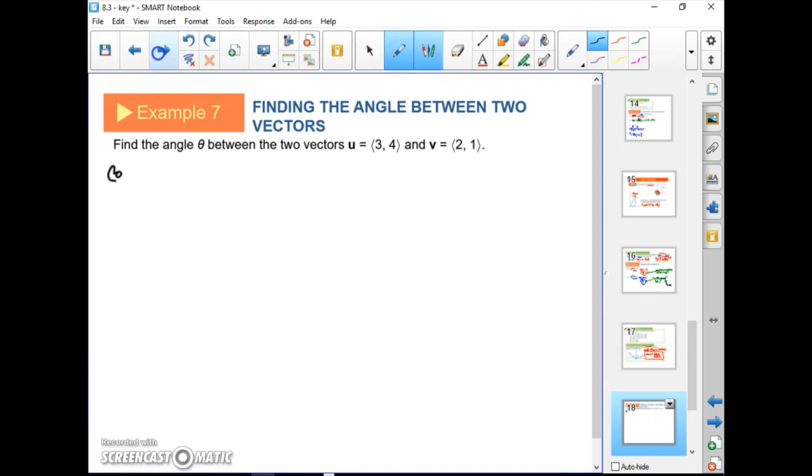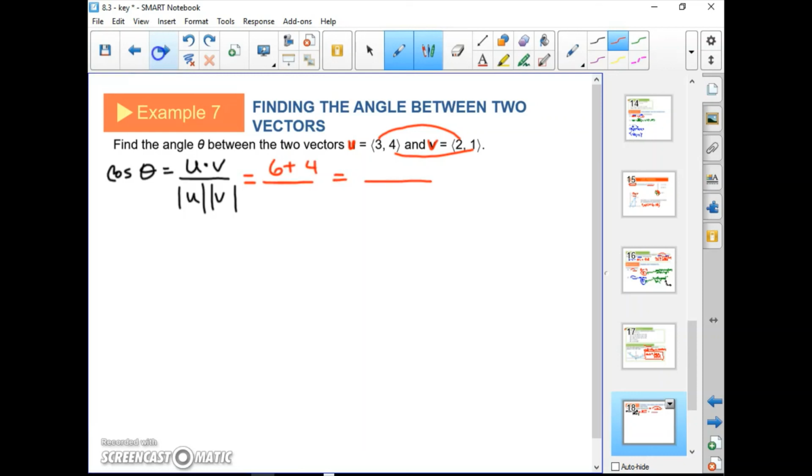So we look at the formula, cosine theta equals the dot product divided by the product of the magnitudes. And so look at your vectors. Here's u and here's v. We're going to dot product, so multiply those and multiply those. Dot product is going to be 3 times 2 is 6, plus 4 times 1 is 4. We can tell that dot product is going to be 10. That's the easy part.